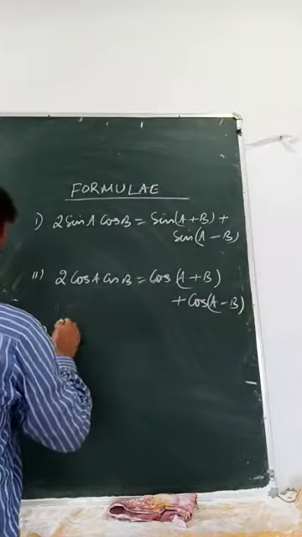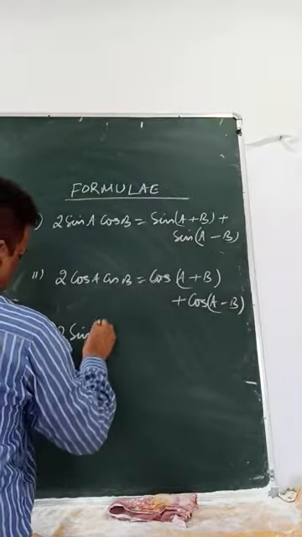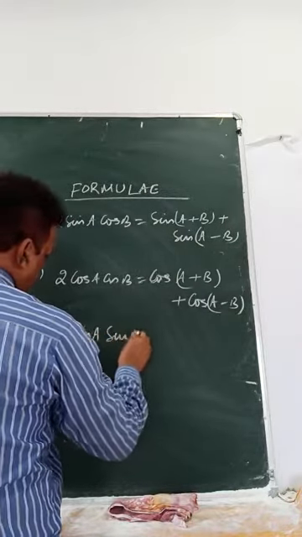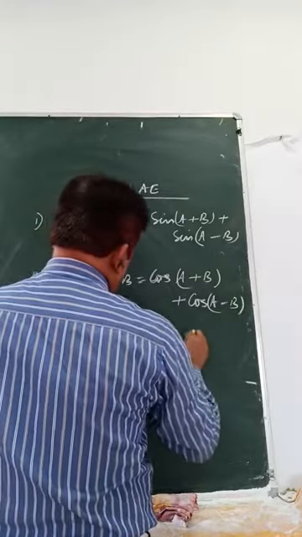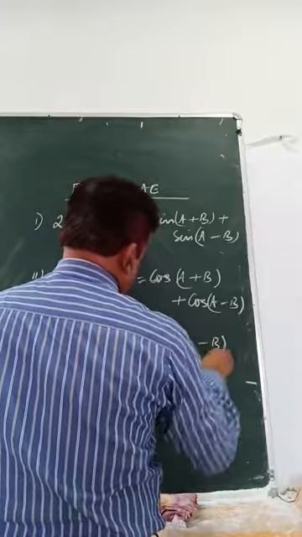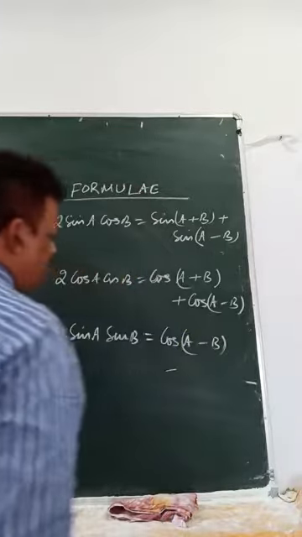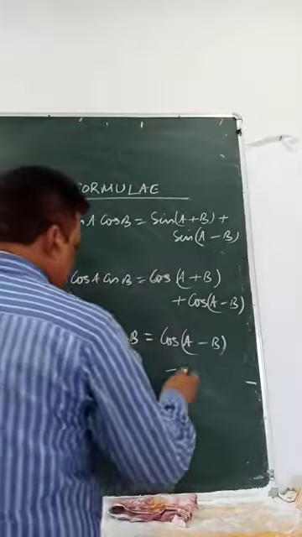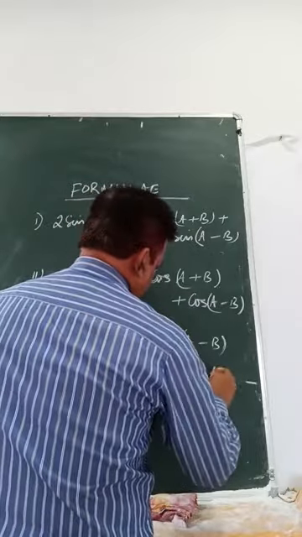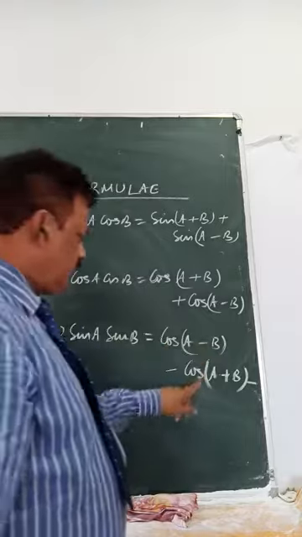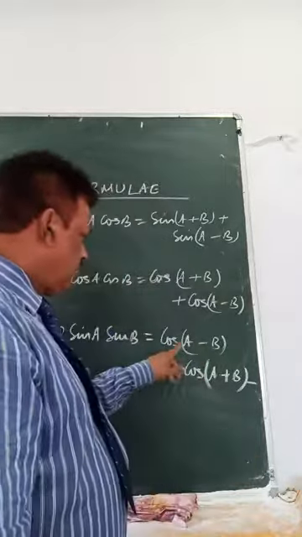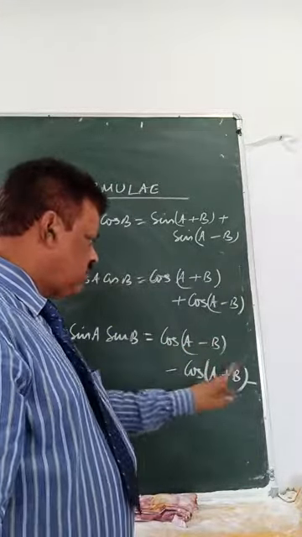Third, 2 sin A sin B equals cos difference minus cos plus. Cos difference minus cos plus means cos(A minus B) minus cos(A plus B).